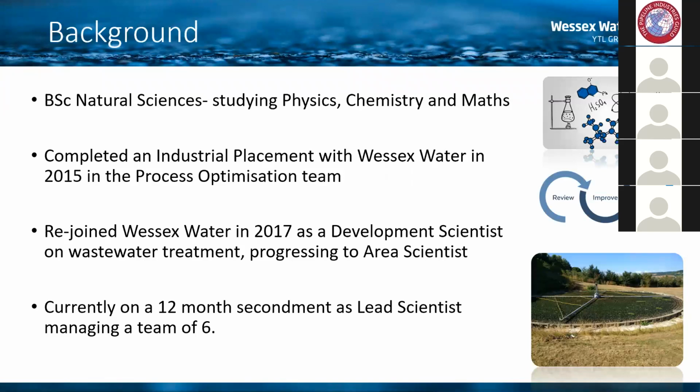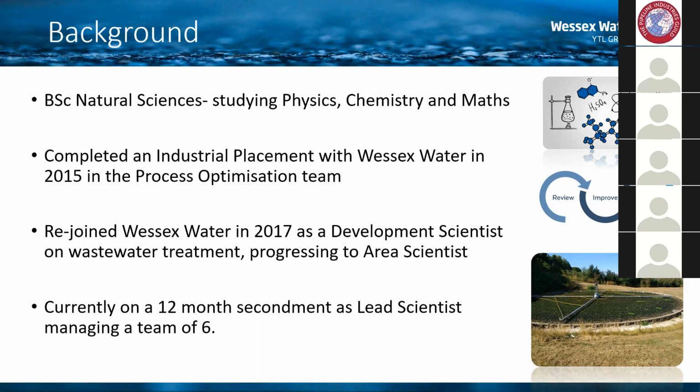Thank you very much. So as I say, my background is a BSc in natural sciences where I studied physics, chemistry and maths. And I completed an industrial placement with Wessex Water in 2015 in the process optimization team. That was mainly focused on optimizing chemical dosing associated with wastewater treatment plants. I also looked at energy savings and got involved in various projects looking at optimizing systems and data collection, and assisting other scientists with things like odor and fly surveys on sites.